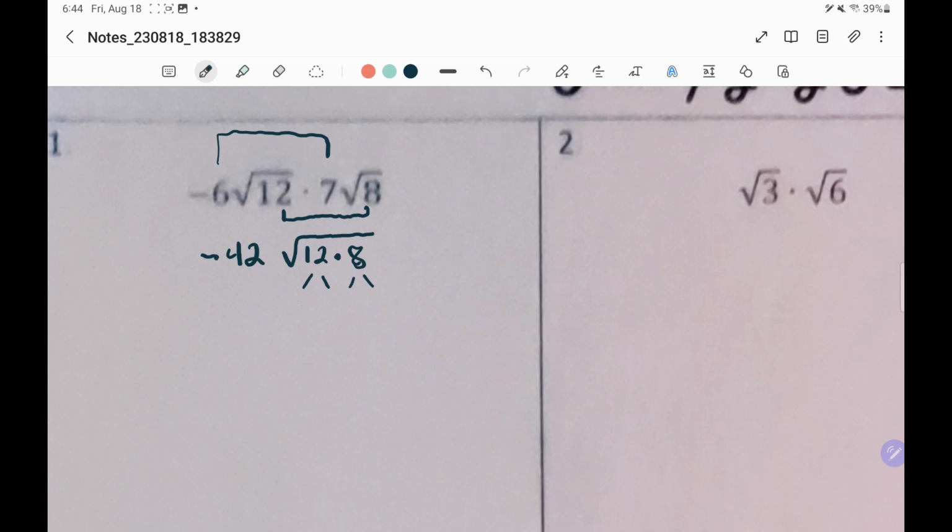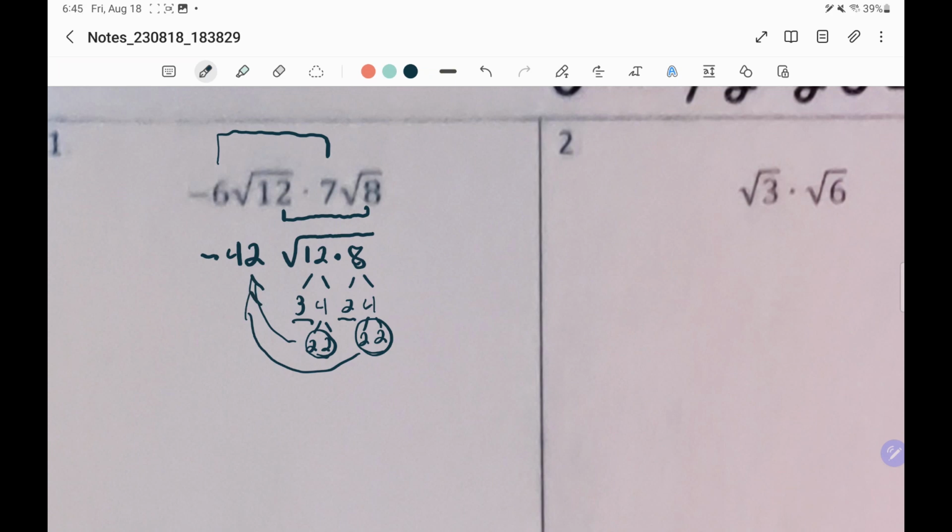So what gets me 12 is 3 and 4. What gets me 4? 2 and 2. Same thing over here. 8 gives me 2 and 4, and then I'm going to get 2 and 2. Now, because the square root doesn't have an index right here, that means I'm going to be doing groups of 2. I'm going to underline everything. My groups go outside. Those 2 are going to go outside.